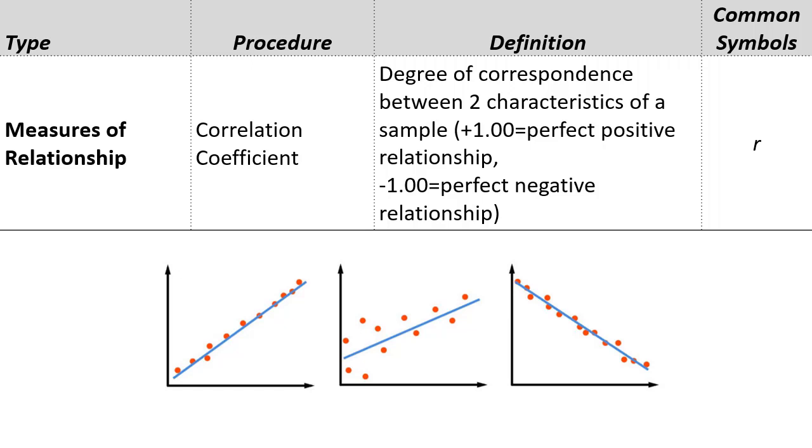And the value of the correlation coefficient goes from +1, which is a perfect positive relationship, to -1, which is a perfect negative relationship. And again, we're talking about correlating two values. So let's just look at a few examples so that you can better understand what correlation is.